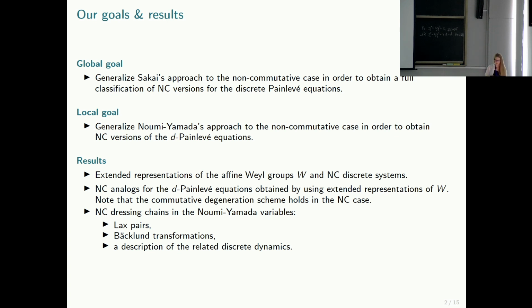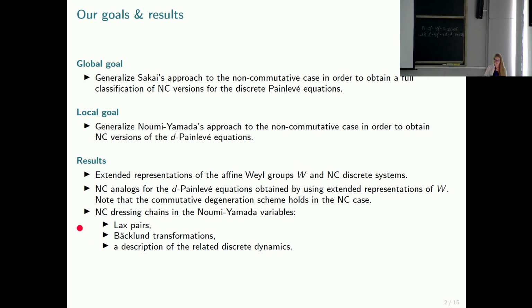So, here are our results. We can generalize the Noumi-Yamada approach to the non-commutative case, and by using this, we can define non-commutative discrete systems. Then we can apply this approach to obtain a non-commutative analog for the discrete Painlevé equations of the additive type, thanks to the paper of Bobrova, Sokolov, and Grigoriev.